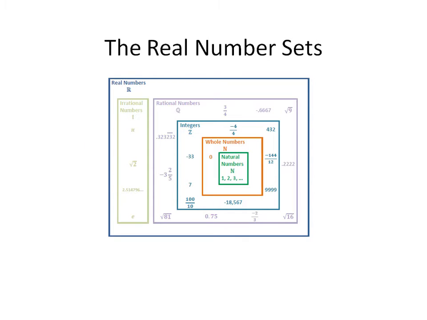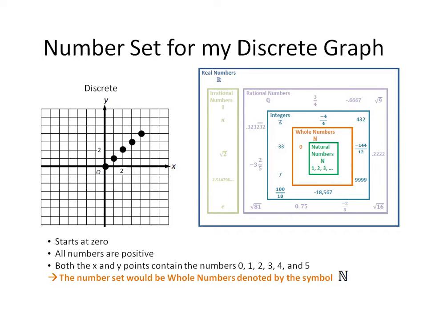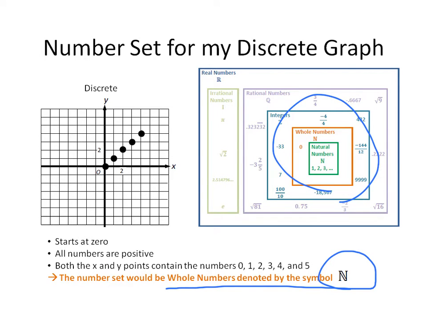We will use natural numbers, whole numbers, and integers mainly for discrete functions, and you will use real numbers mainly for continuous functions. The number set I'd use for this discrete graph is whole numbers, and that is because it includes 0 all the way up to 4 on my x-axis. So it would go from 0, 1, 2, 3, and 4, not 5 actually. Therefore, for this discrete graph, I would use the whole number set denoted by the symbol n because it includes 0 and all positive numbers.